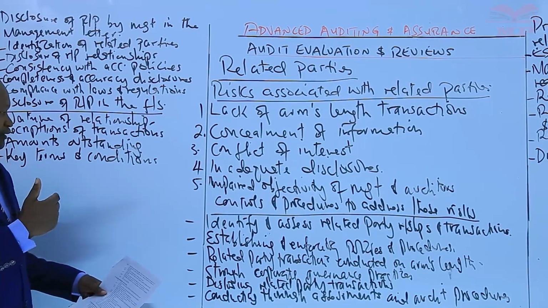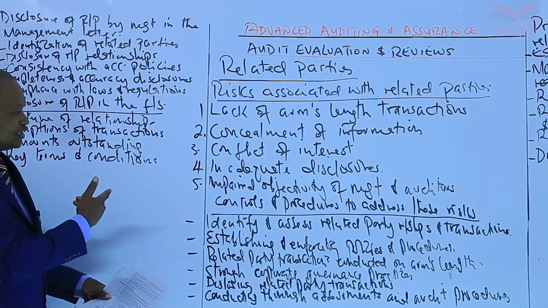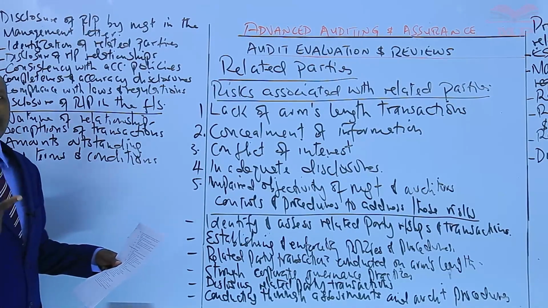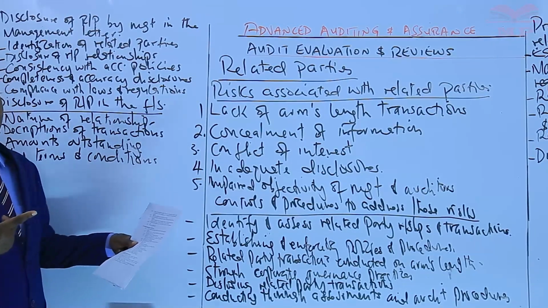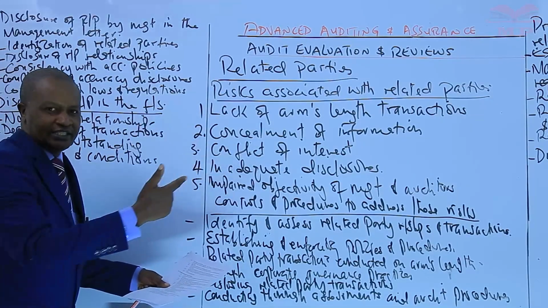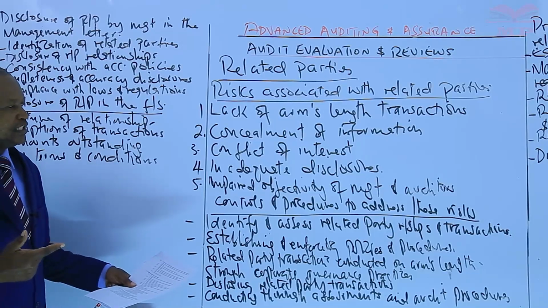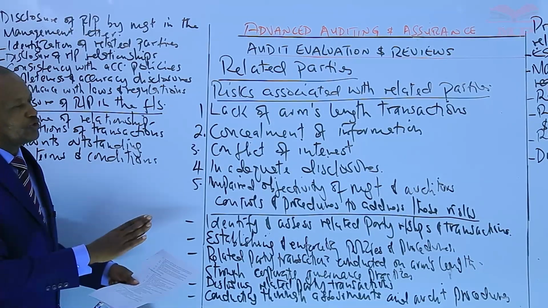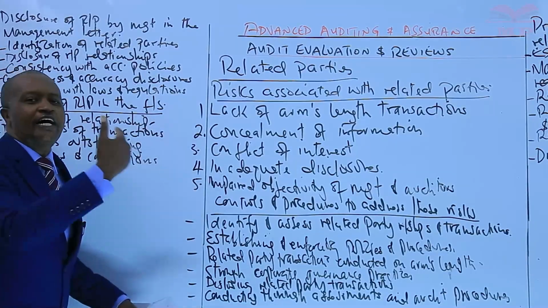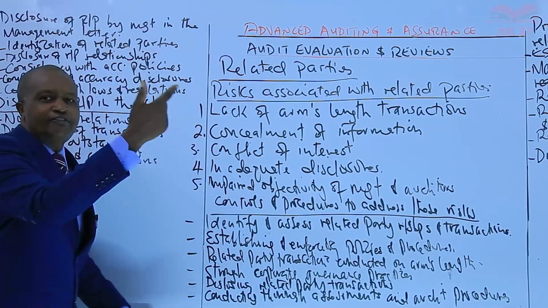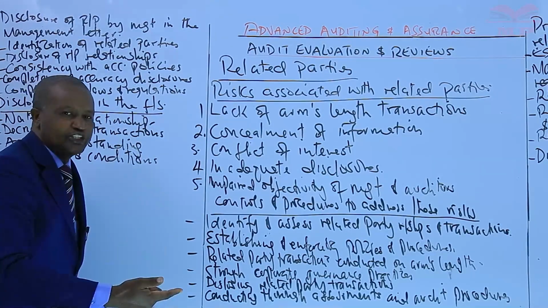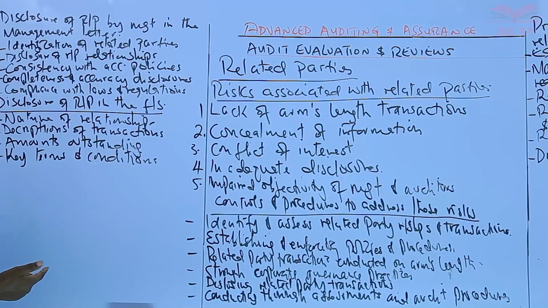So if the terms and conditions differ with transactions with unrelated parties, if the terms and conditions of related parties differ with the terms and conditions of unrelated parties, then the financial statements must provide an explanation of such differences.